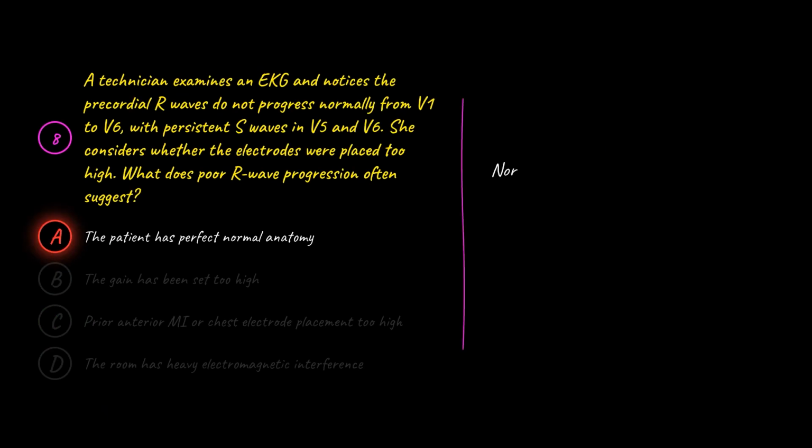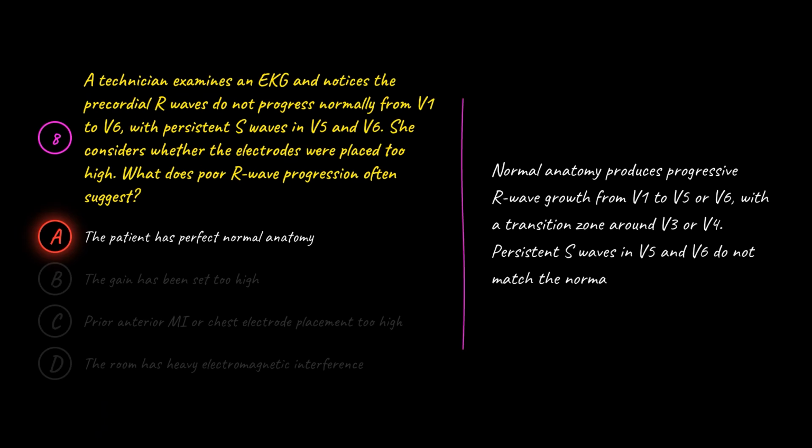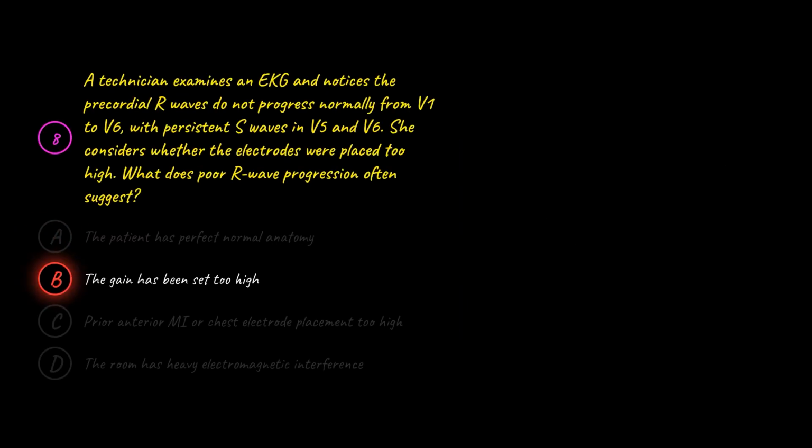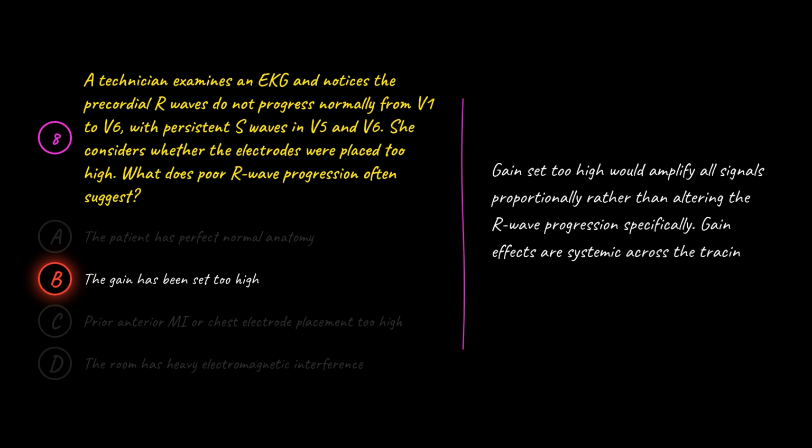A is wrong because normal anatomy produces progressive R wave growth from V1 to V5 or V6, with a transition zone around V3 or V4. Persistent S waves in V5 and V6 do not match the normal progression pattern. B is wrong because gain set too high would amplify all signals proportionally rather than altering the R wave progression specifically.